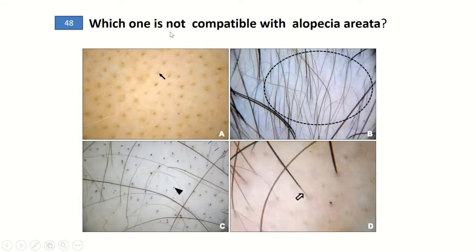Question 48. Which one is not compatible with alopecia areata? A demonstrates yellow dots. B shows clustered vellus hairs. C shows black dots. And in D, we see tapering hairs. All of them are dermoscopic features of alopecia areata. Yellow dots, clustered vellus hairs, black dots, and tapered hairs as exclamation sign.